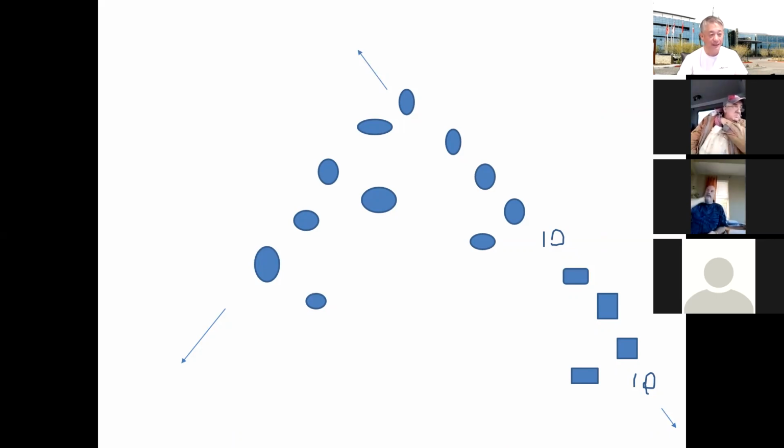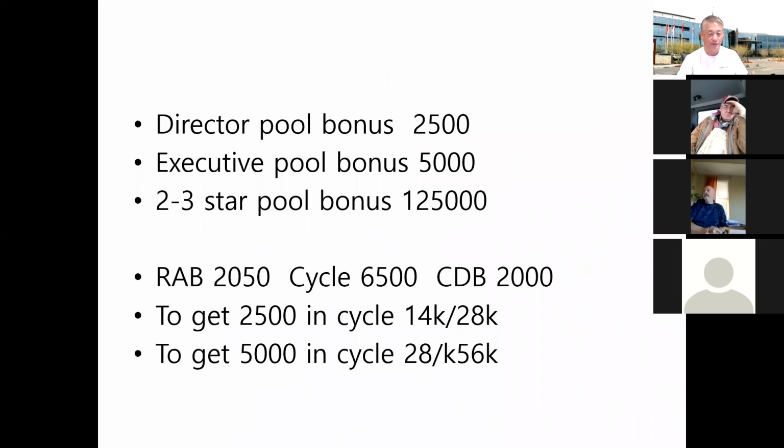You make money in the beginning, okay, by what's available to you right away. You make money on product introduction bonus, double PIB, okay, that's how you make money. And you make money by rank advancement bonus, cycle advancing bonus, and then consultant development bonus, okay?